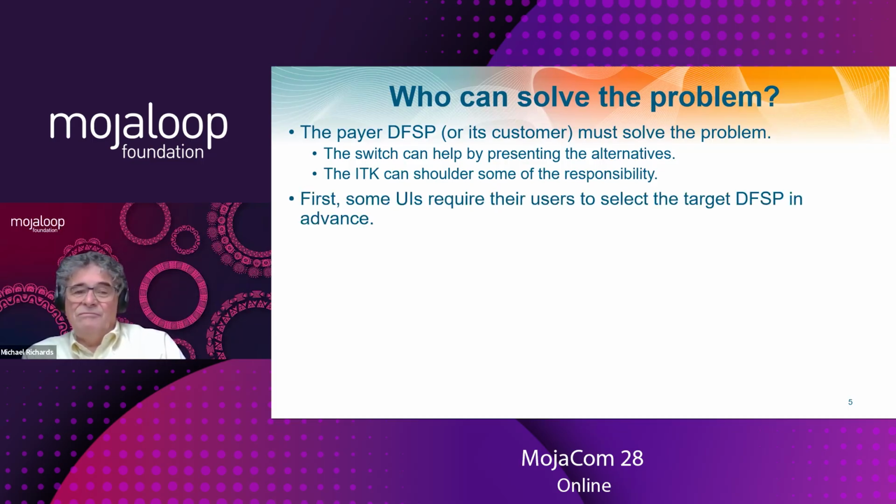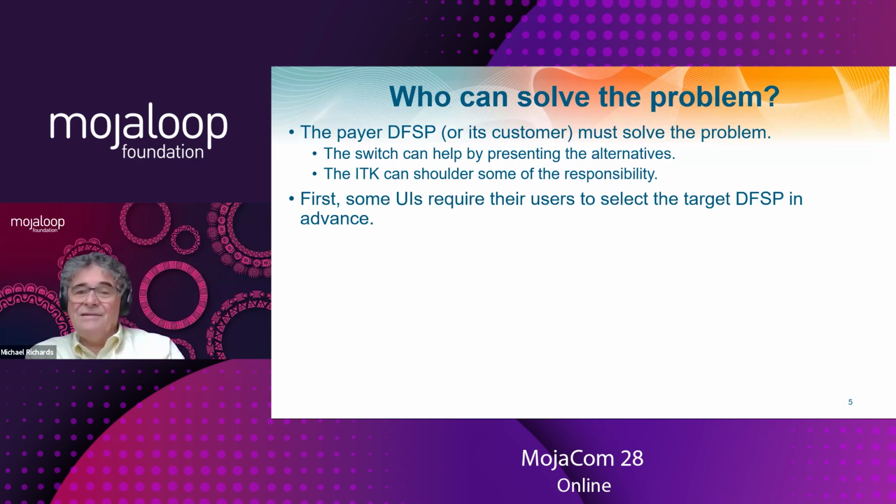Now, one potential help is that some user interfaces, and I think those of you who have used mobile money systems in Africa will recognize this, require users to select the target DFSP in advance. When you select in a mobile money system that you want to send money to somewhere outside that system, they will say, first of all, typically, where do you want to send it? Do you want to send it to Tigo Pay? Do you want to send it to Airtel? And you need to choose that before you say which identifier you want to send it to.